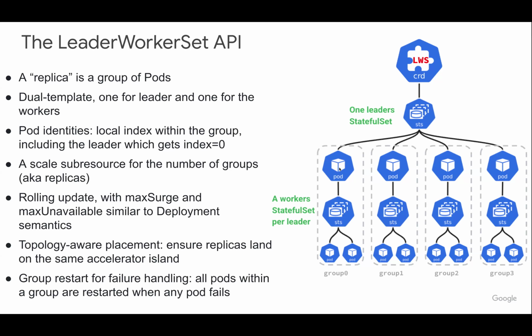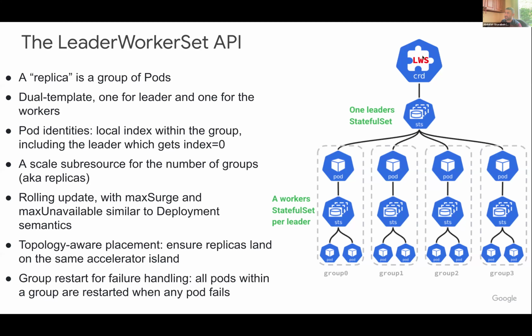And as for the implementation, what's being used underneath? I don't think it's using MPI job, right? It's just using native objects. Exactly, you're exactly right. So the implementation is as described here. The leaders are managed by a StatefulSet. We create a StatefulSet, and we call it the leader's StatefulSet.